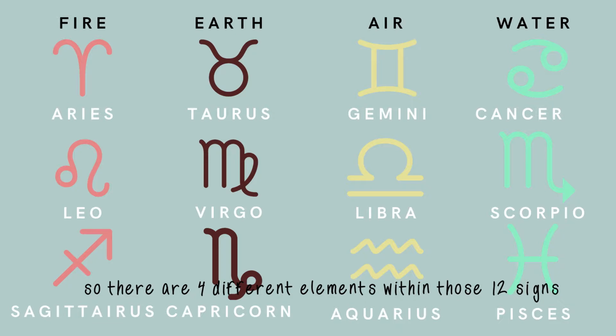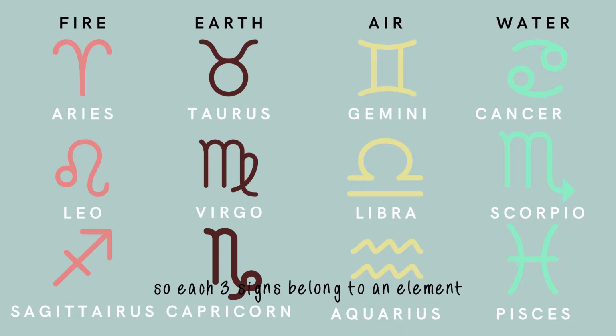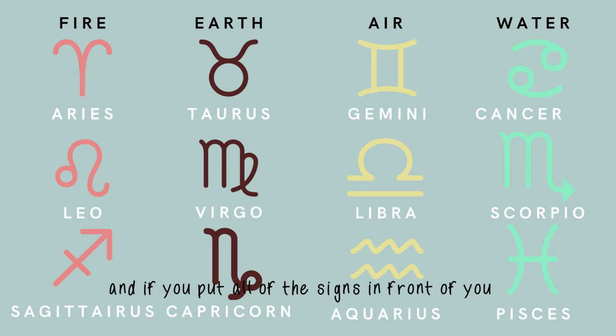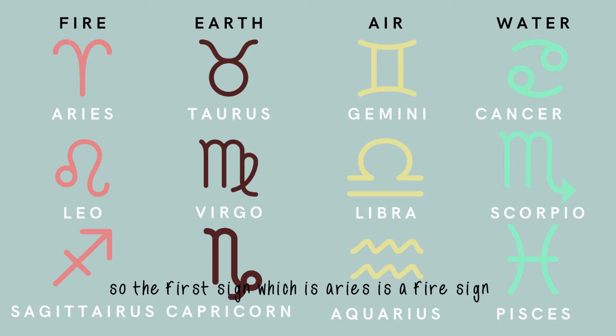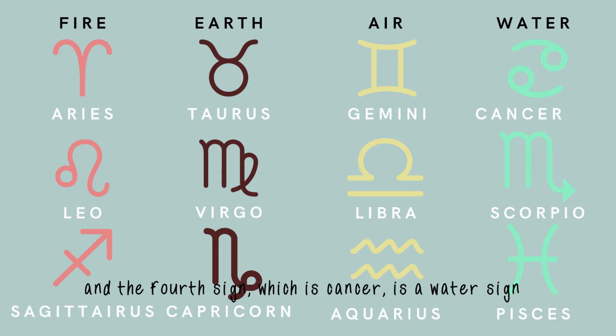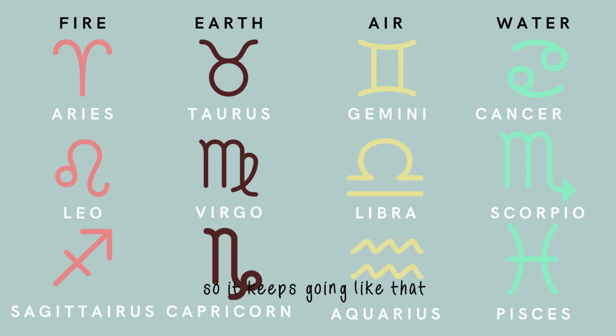And so there are four different elements within those 12 signs. And so each 3 signs belong to an element. The 4 elements are fire, earth, air, and water. And if you put all of the signs in front of you, you'll find that they're ordered in that way. So the first sign, which is Aries, is a fire sign. The second sign is a Taurus, an earth sign. The third sign is a Gemini, an air sign. And the fourth sign, which is Cancer, is a water sign. So it keeps going like that.